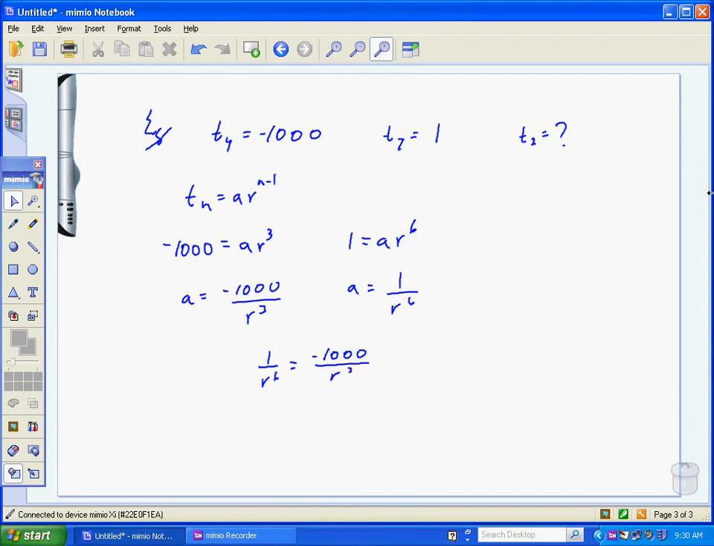I have to get all my variables on one side, all my numbers on the other to solve for it. So what am I going to do with this r to the 6 here? Cross multiply. Take it up, take the negative 1,000 down.